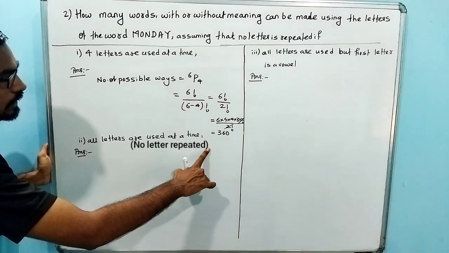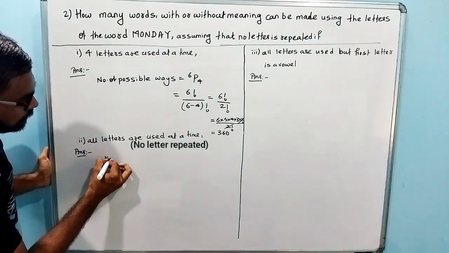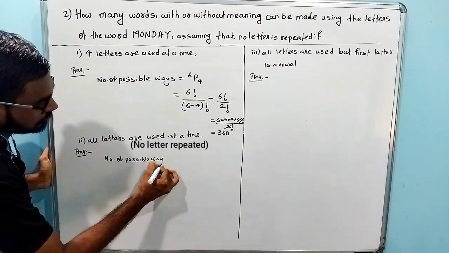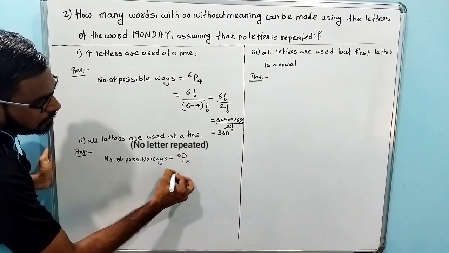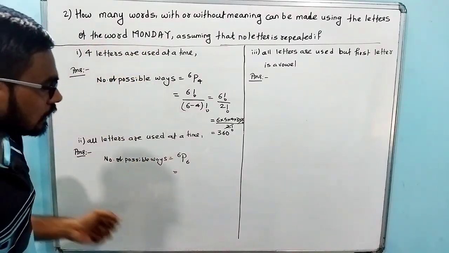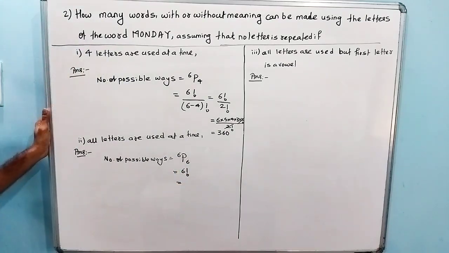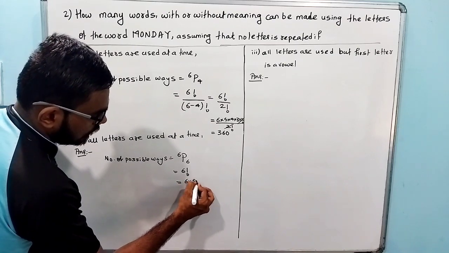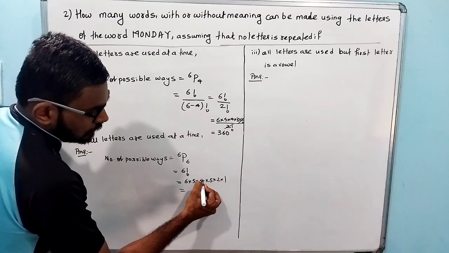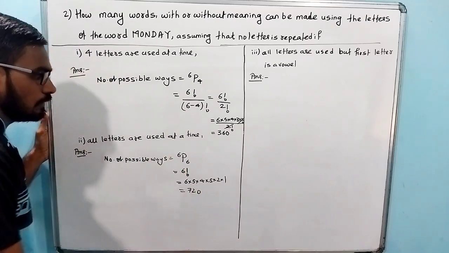Next, all letters are used at a time. So now what we are doing, we are arranging 6 letters taken all at a time. So number of possible ways will be 6p6, correct? Because we are arranging 6 objects here taken 6 at a time. So what will be this? 6 factorial, as we saw. So 6 into 5 into 4 into 3 into 2 into 1. So as we know, this is equal to, see, 24 into 5 is 120 into 6, 720. So number of possible ways, 720.